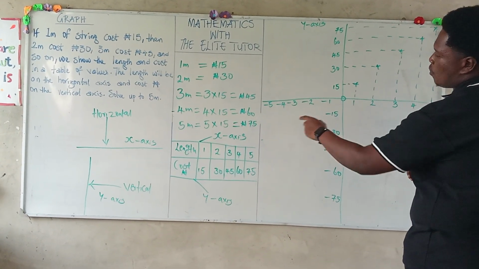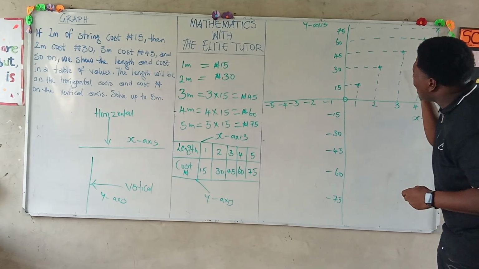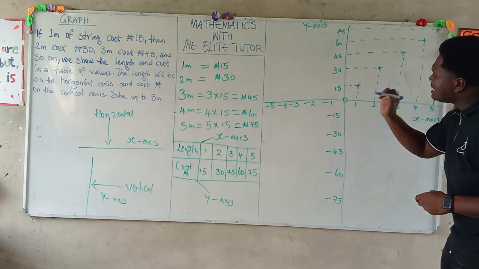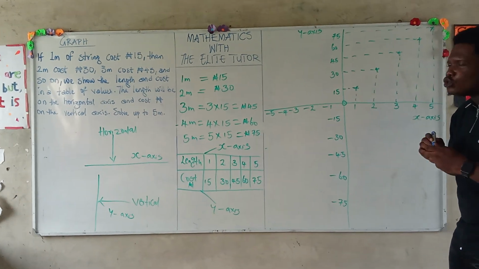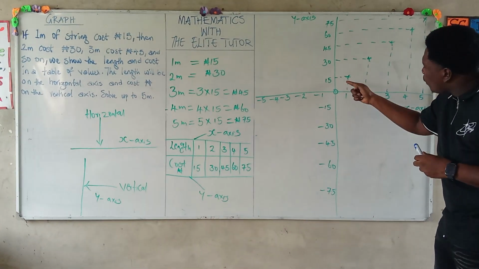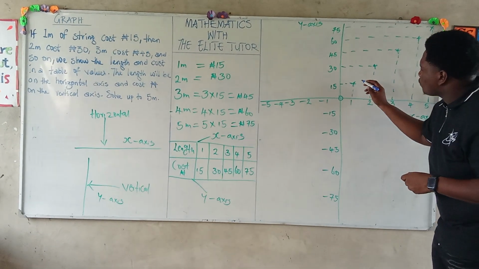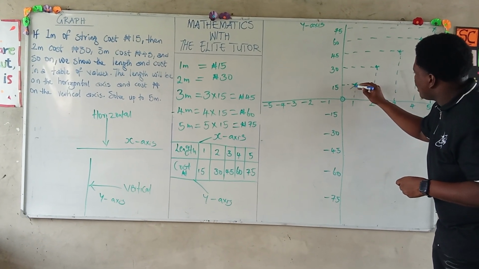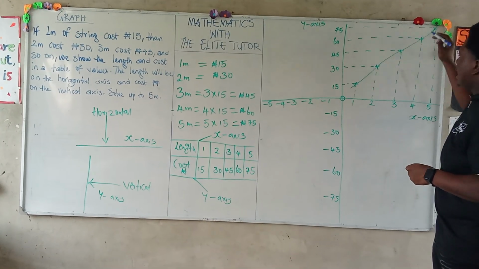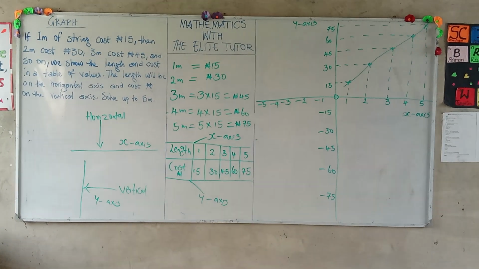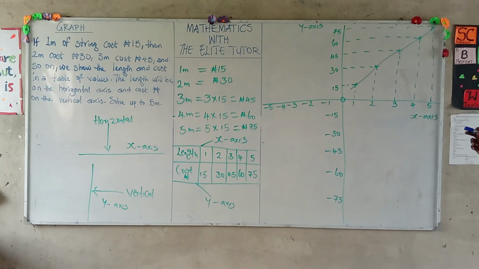After getting each of the points, the next step is to go ahead and join those points with your ruler, so it will be straight. And then you'll be able to plot the graph very, very easily.